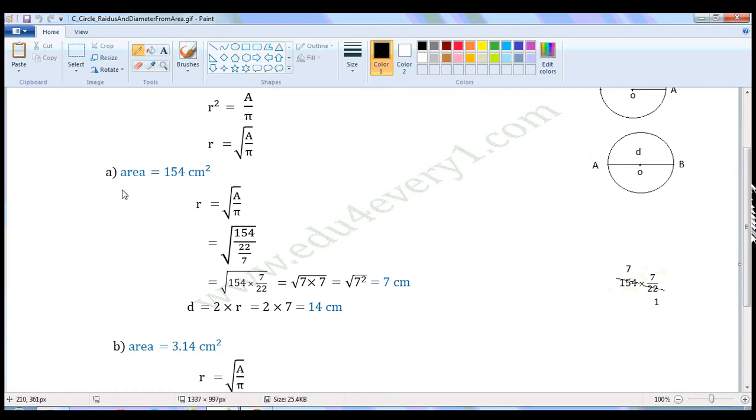First one, area is equal to 154 centimeter square. We can find the radius using the formula r is equal to square root of A by pi. A is area and pi is a constant. Its value is 22/7 or 3.14. Substitute the values of area and pi in this formula. That is equal to square root of 154/22/7.